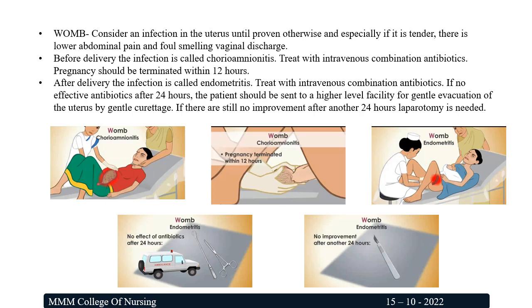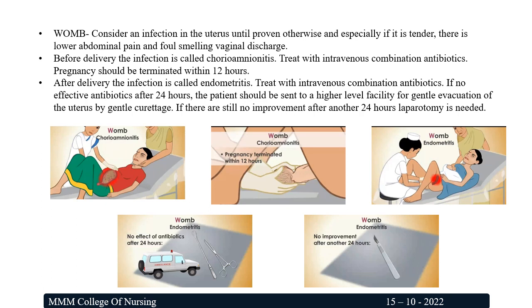Treat with intravenous antibiotics. Pregnancy should be terminated within 12 hours. So you see in the picture, okay, the pregnancy should be terminated. You induce the labor, okay, and terminate the pregnancy within 12 hours. And after delivery, the infection is called endometritis, okay, so before delivery it is called chorioamnionitis. After delivery, the womb infection is called endometritis. Treat with intravenous combination antibiotics.